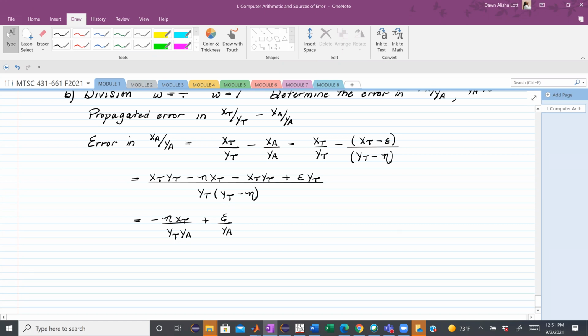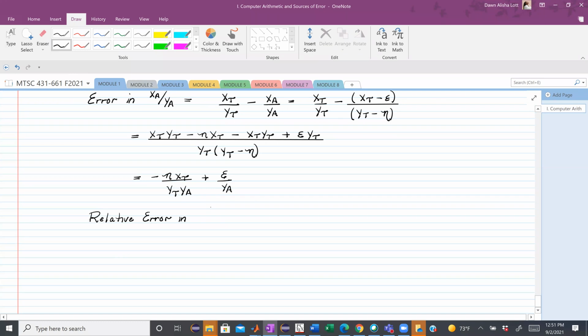The fun comes when we look at the relative error, because that's what we care most about. So the relative error in XA divided by YA is to take the true error and then divide by X true, Y true. So we end up with minus eta X true divided by Y true, Y approximate plus epsilon over Y approximate. And then that whole thing divided by X approximate, Y approximate. So that's the relative error.